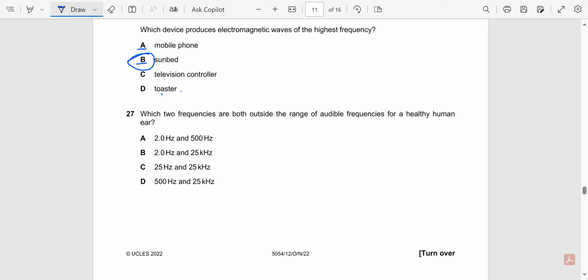Which two frequencies are both outside the range of audible frequency for the healthy human ear? This is within the range, because it is 20 hertz to 20,000 hertz, so he can hear this one. He can hear this one, he can't hear this, he can't hear this, and he can't hear this, but this one is less than the range, this is greater than the range, right? So this is outside. So he can hear this, he can't hear this, he can hear this, he can't hear this, so these are the two ones which he cannot hear.